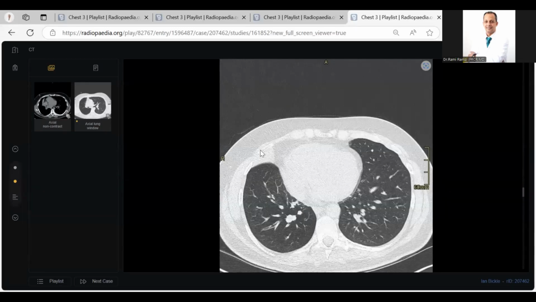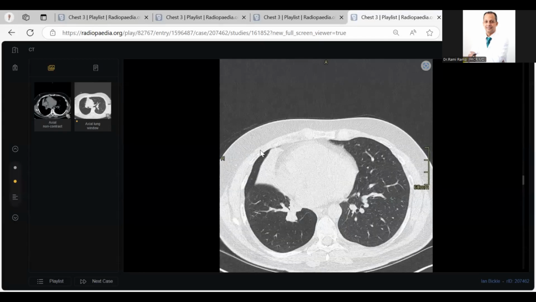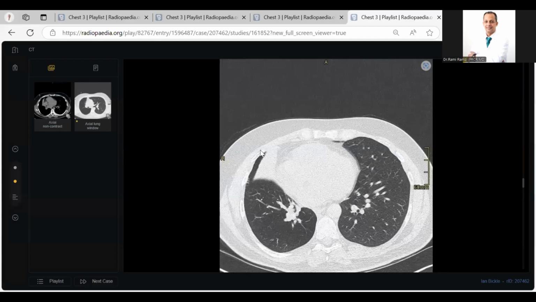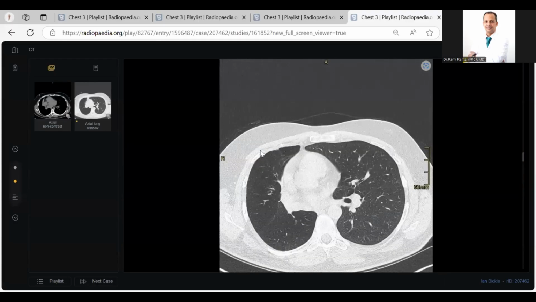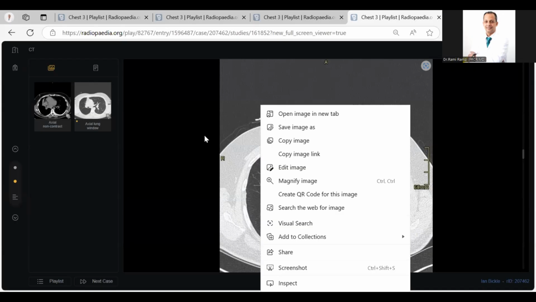But I'm waiting also for you to ask for old images, because McLeod or Swyer-James is a chronic condition since childhood. Overall, Dr. Roshni, like before, you did very well and you are confident. Thank you very much. Thank you.